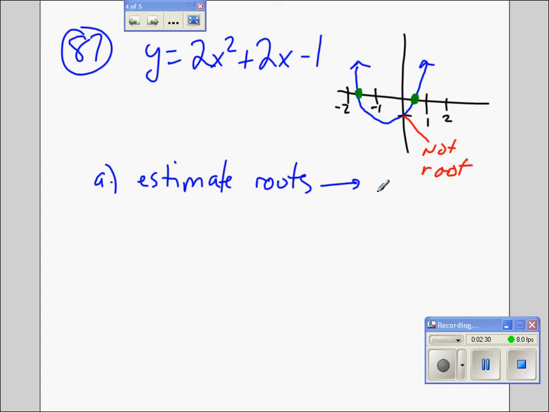So this one is, we can just guess, negative 1.5, something like that. They just ask us to estimate. And the other one maybe is 0.5. Any guess between 0 and 1 would do.